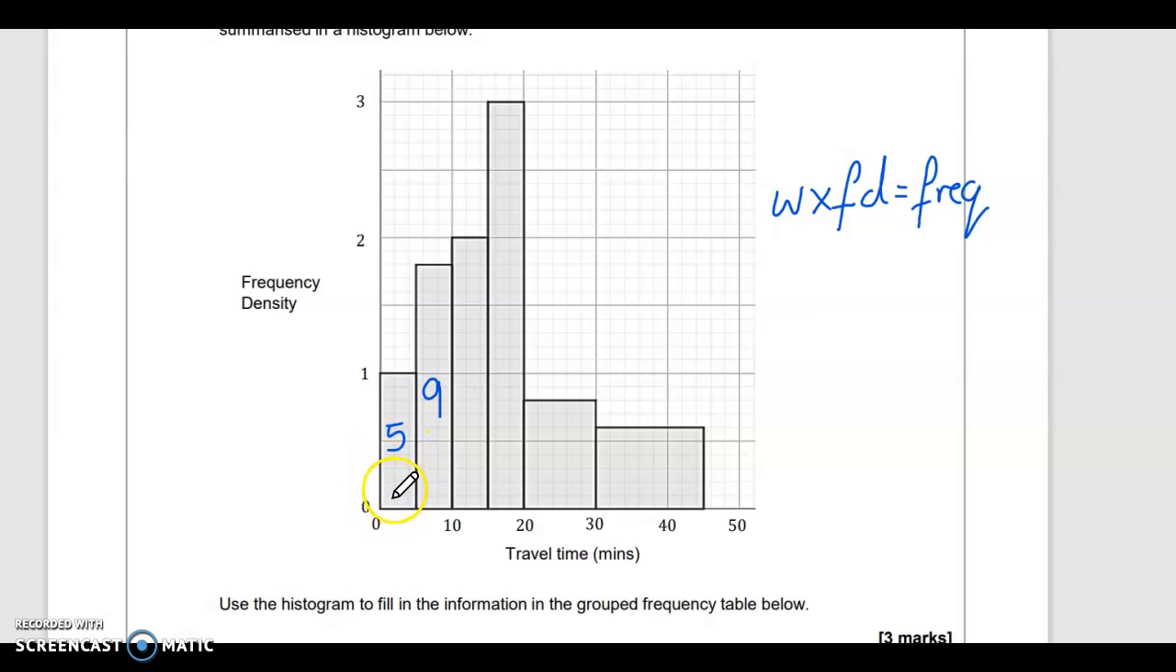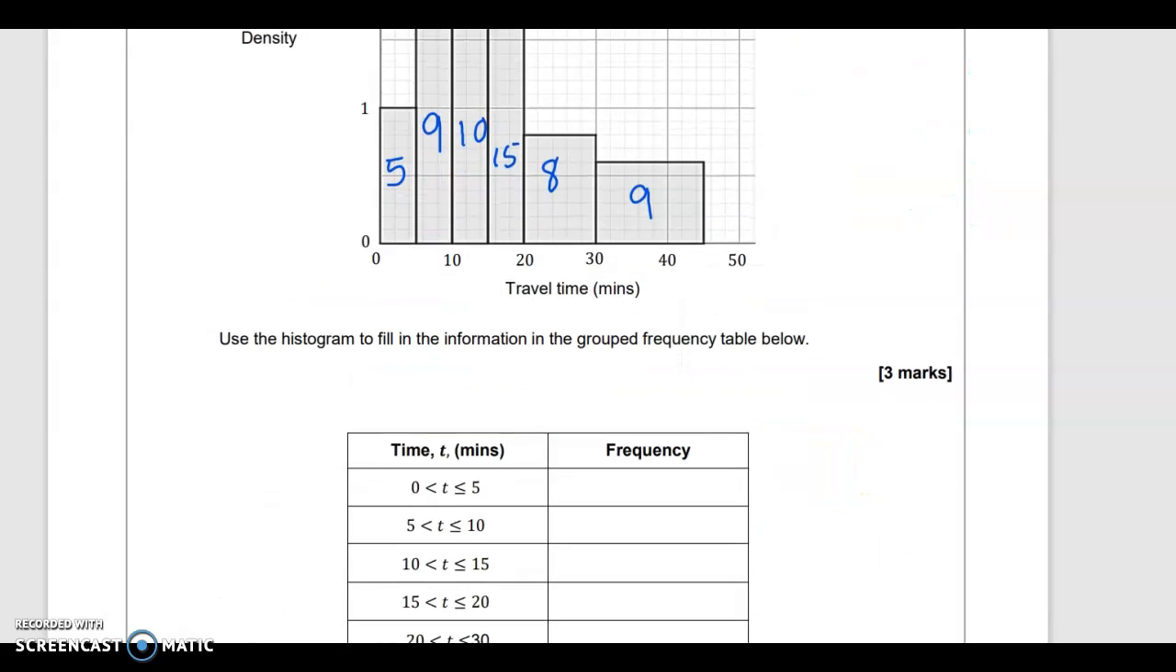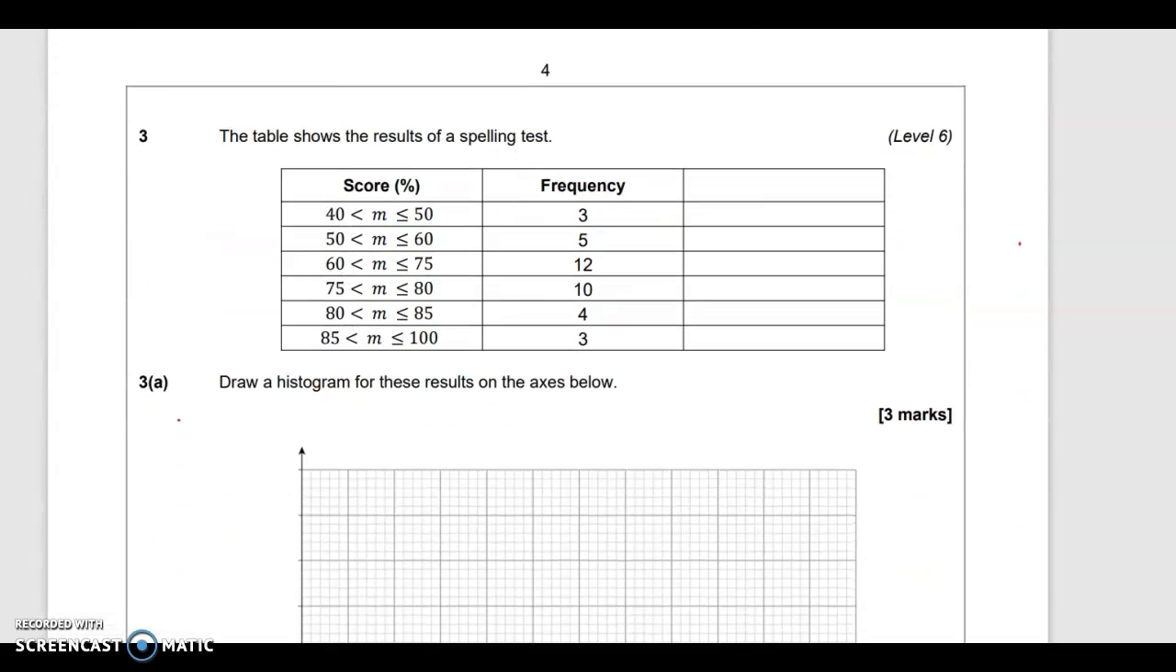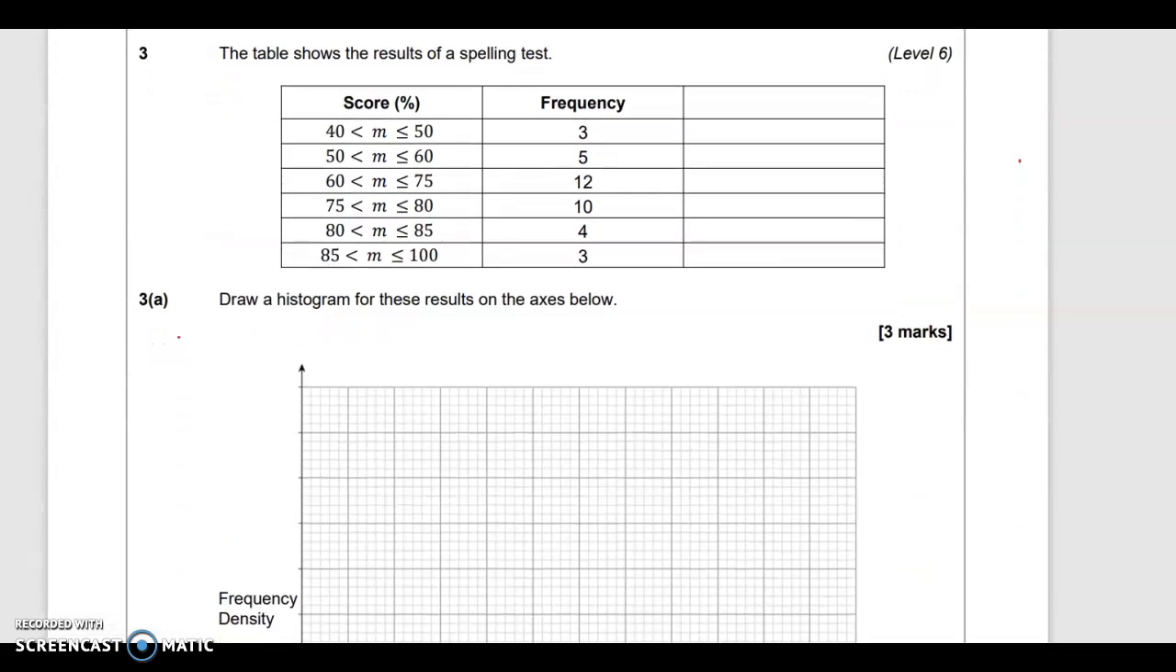Maybe pause and have a go at doing the other 4 bars. The answers you should have are: the next bar is 10, the following bar is 15, the next one is 8 because it's 10 times 0.8, and finally 15 times 0.6 is 9. They are your frequencies, which can go in the table below. Okay then, let's look at one where you have to draw it yourself.